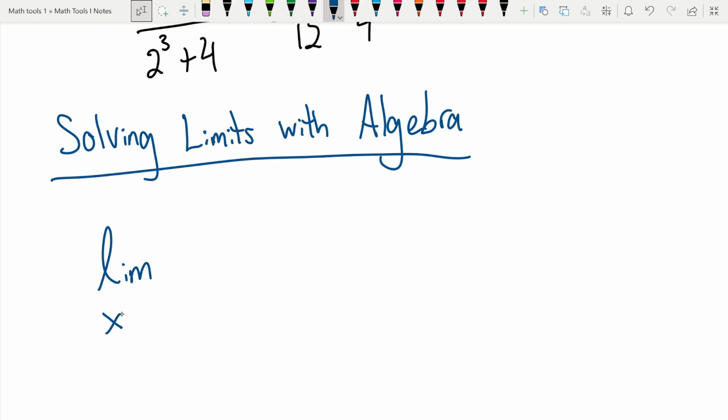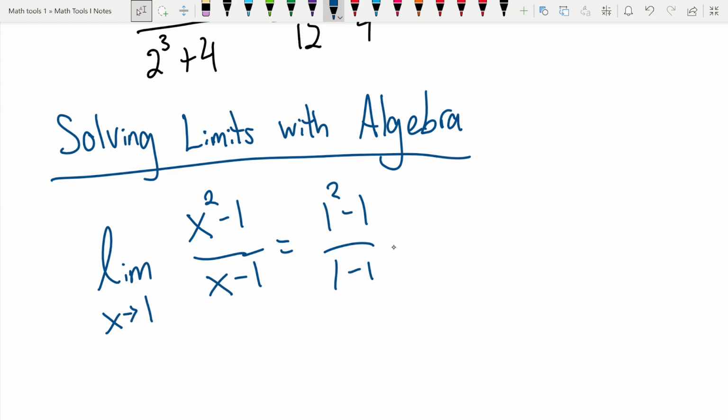A simple example of that: let's say we want to find the limit as x approaches 1 of x squared minus 1 over x minus 1. What happens here is that if we try direct substitution, we end up with 1 squared minus 1 over 1 minus 1, which is going to be 0 divided by 0, right?